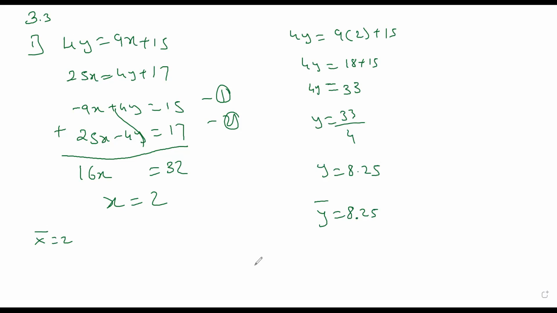They have asked you to find out bar X and bar Y. Bar X is 2 and bar Y is 8.25. When the two regression equations are given to me, I can always find bar X and bar Y by solving them simultaneously. Now the next important thing is I have to find R, the correlation coefficient. For that, I should know Byx and Bxy, but I don't know which equation is Byx and which is Bxy.